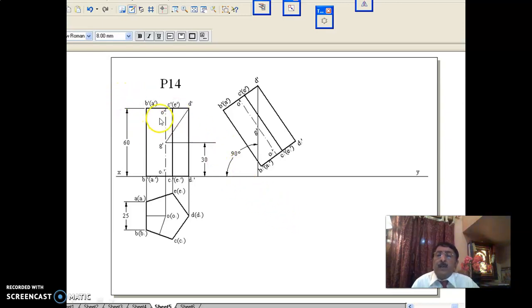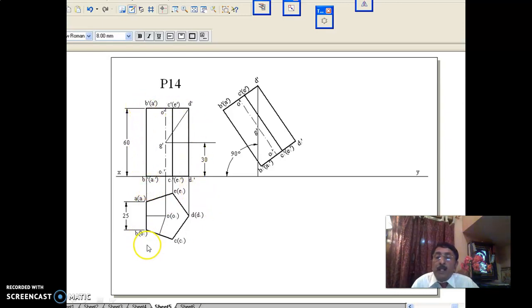You see here, this is a pentagonal prism. As I told you, you start in the same way. You draw pentagon of size 25. That is A, B, C, D, E will represent the top surface. A1, B1, C1, D1, E1 will represent the bottom surface. AA1, BB1, CC1, DD1, EE1 are the vertical edges. And the height is 60.